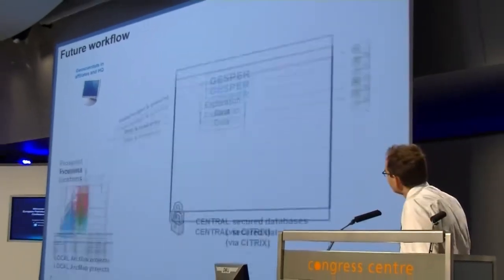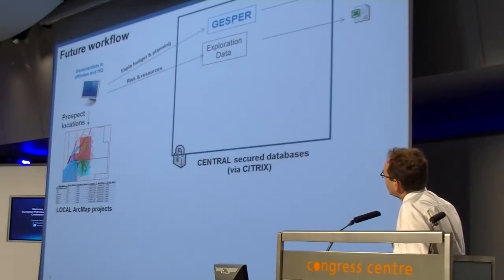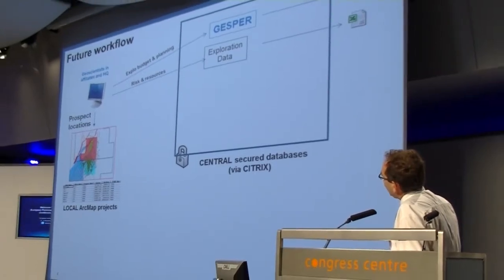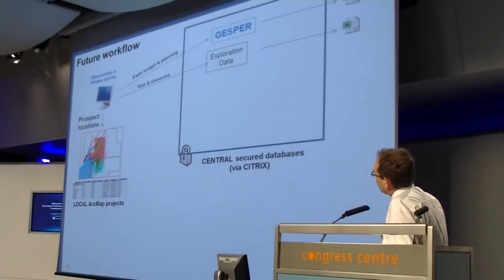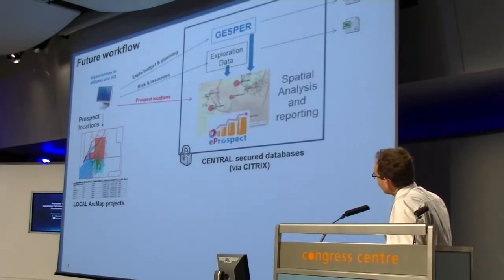So in the future workflow, of course, the GeoX database for risk and resource assessment will remain, as well as our GSPR database for budgeting and planning, which will of course remain with the ability to generate Excel reporting as is the case today. The brick we are now adding is the eProspect web application, where people in affiliates have the ability to load the prospect application and do matching with the exploration prospects to get into the exploration database.